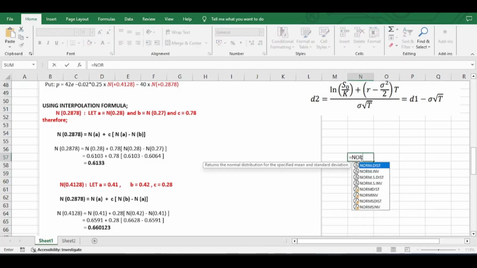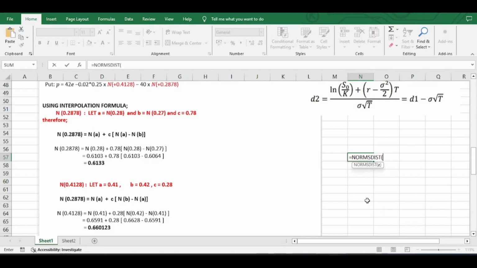Equals NORM.DIST, which is normal distribution, 0.2878, and that's equal to this value, which means your answer is correct.